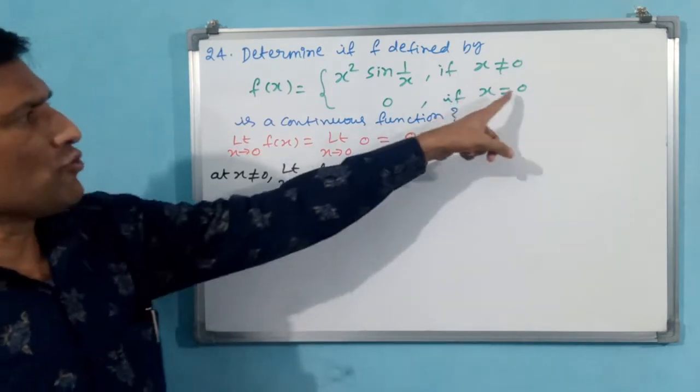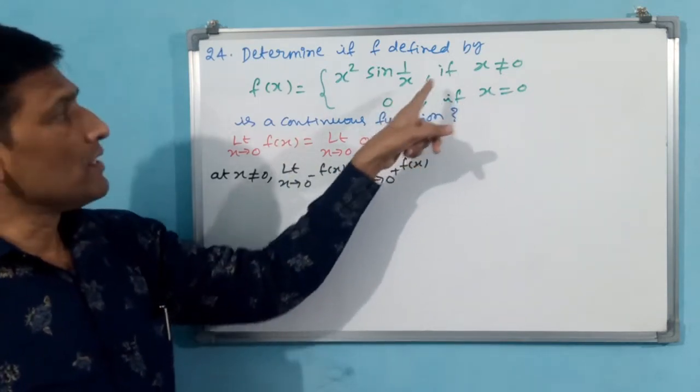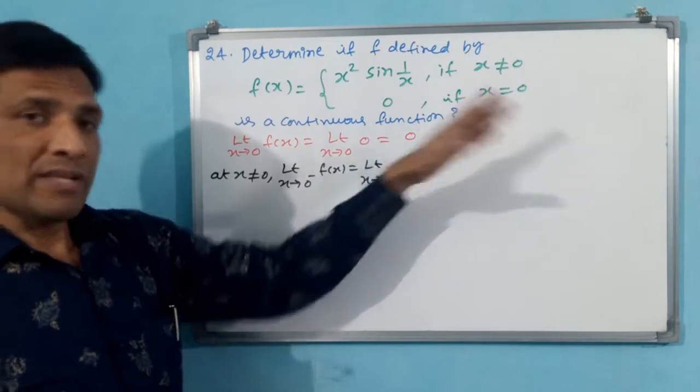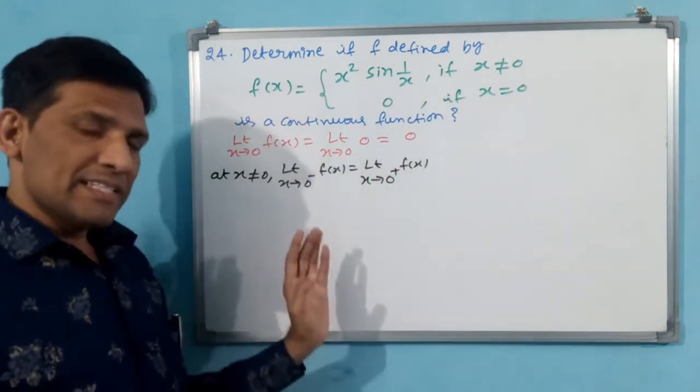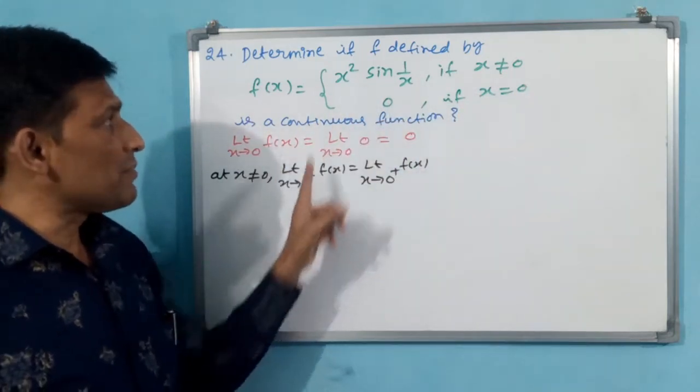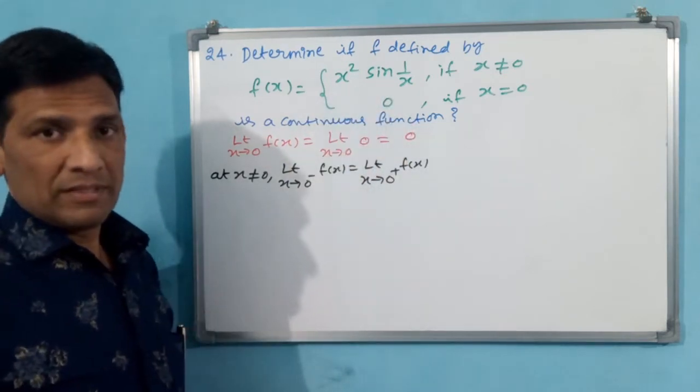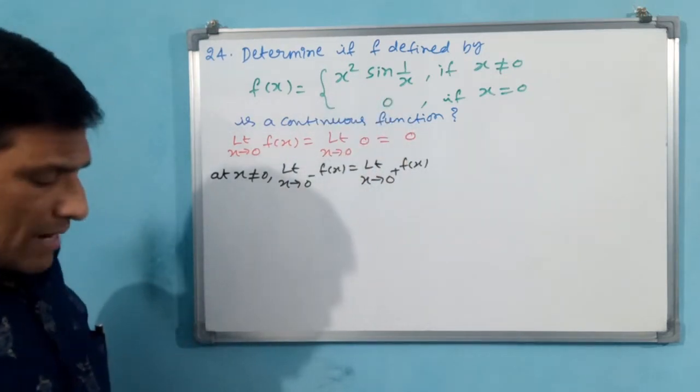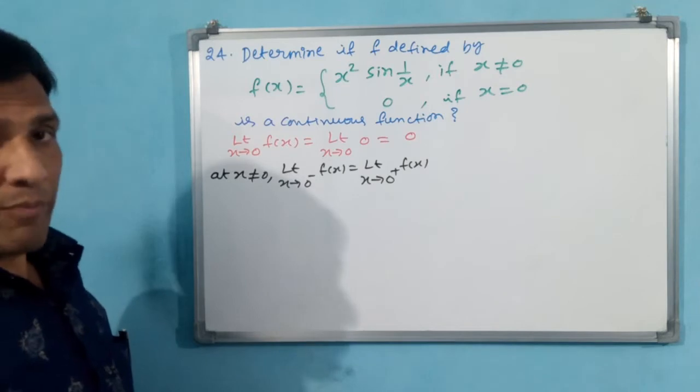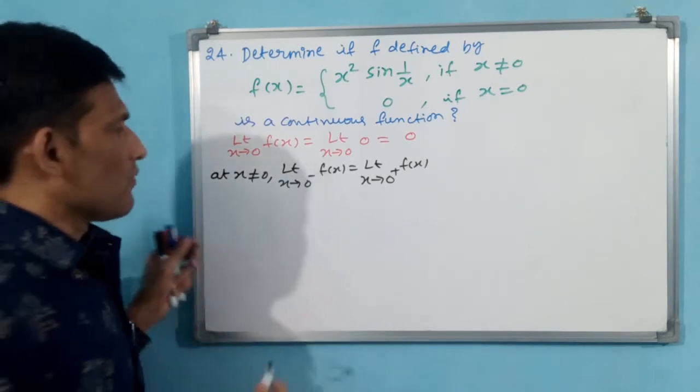Why? Because at 0 only one function is there. This function, not equal to 0, means less than 0 and greater than 0: slightly less than 0, slightly greater than 0. That means the left hand limit and right hand limit are both this function only. Now see what I am doing and how I am proceeding. Observe carefully.